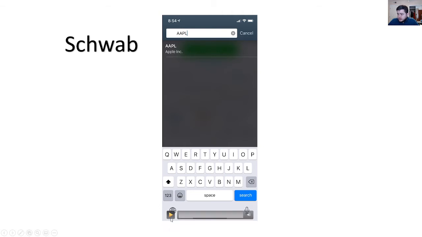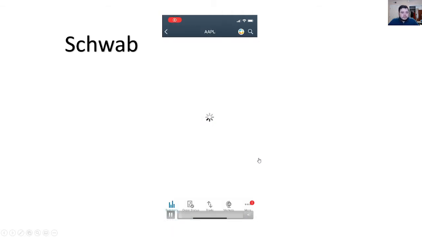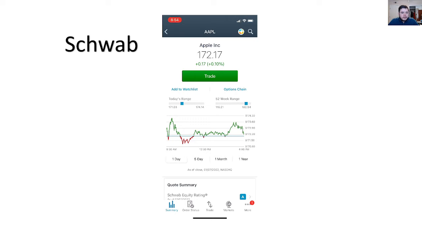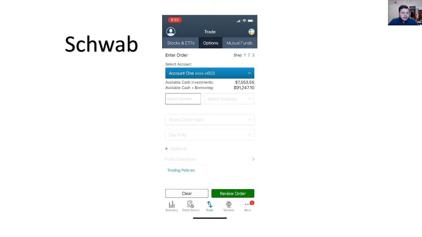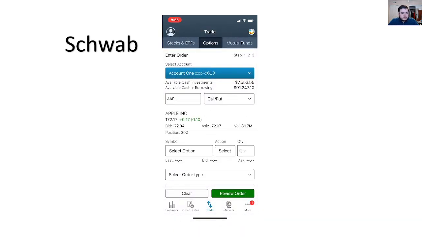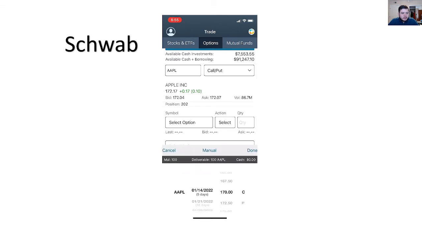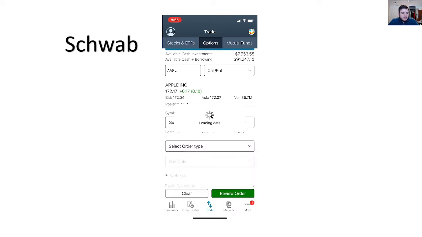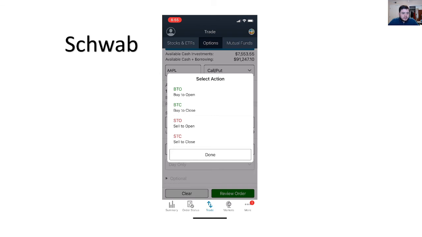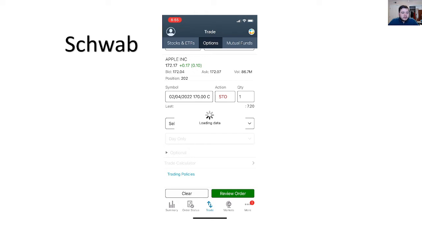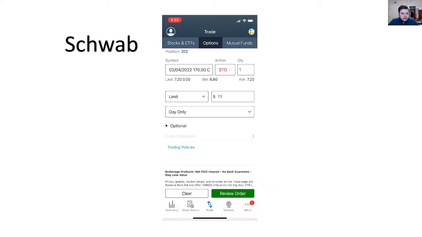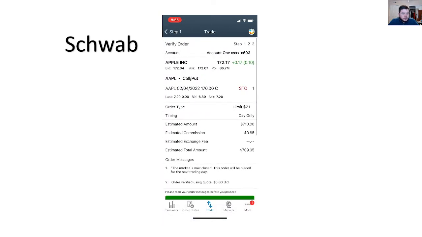Now, let me show you how to do that with Schwab. So you go into your trade menu, go to your options tab, go to your symbol, and find the date, and I'm just going to go to the same date. That's February 4th. You'll notice that all options expire on Fridays. Alright, so sell to open one, and then do my market order of $7.10. Click on review order. It'll tell you what you're going to make.